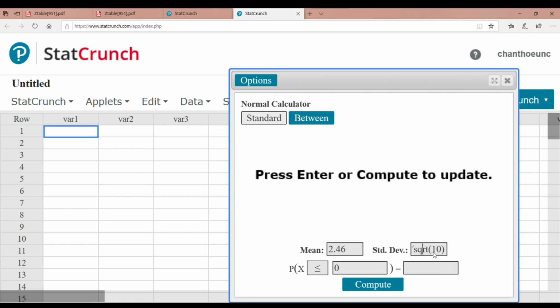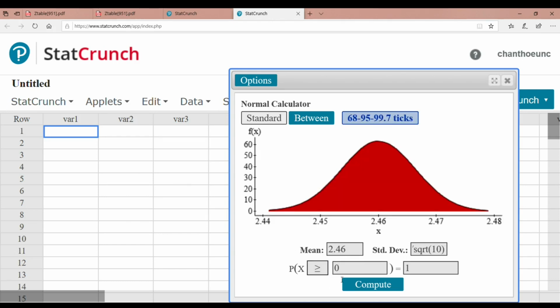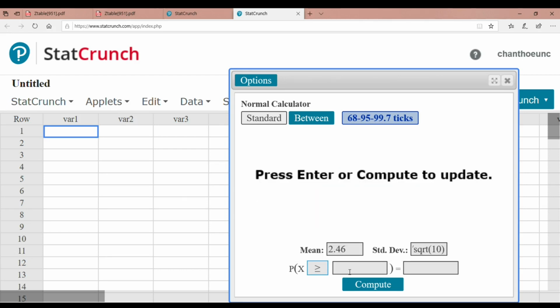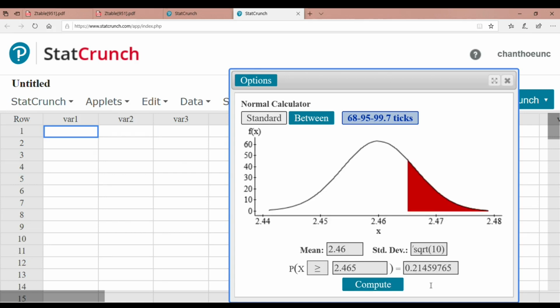Okay, so again, for the standard deviation, I'm going to use 0.02 divided by the square root of 10. Make sure you put the parentheses around the 10. Now we want to find the probability that the sample mean is at least 2.465. So we're going to type in 2.465 and then compute. And we get about the same answer.